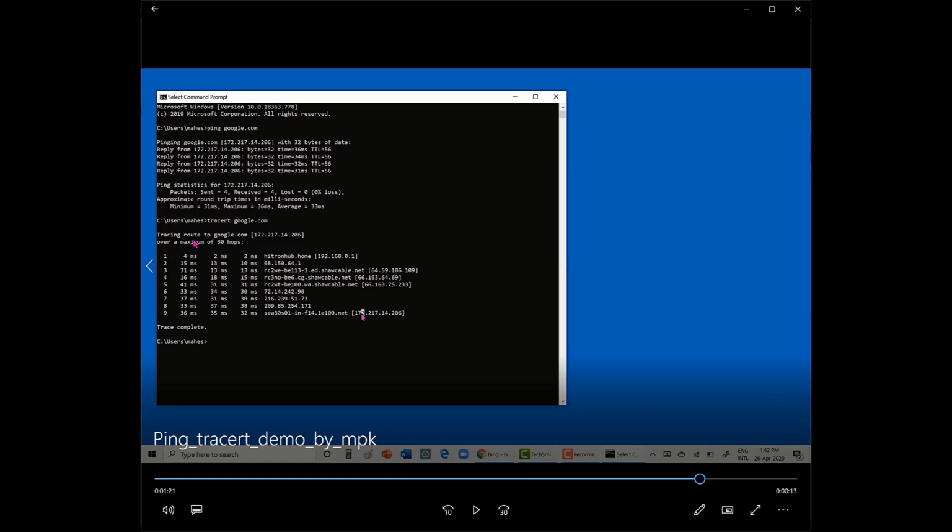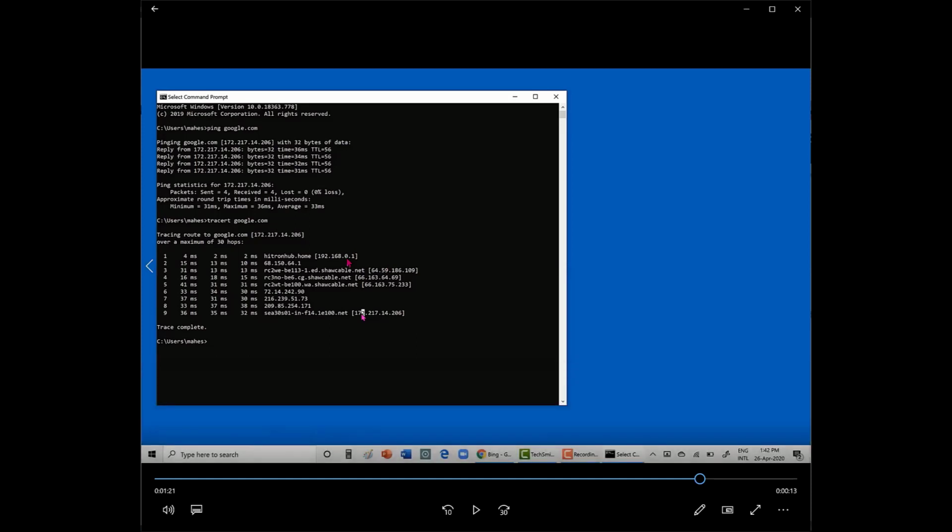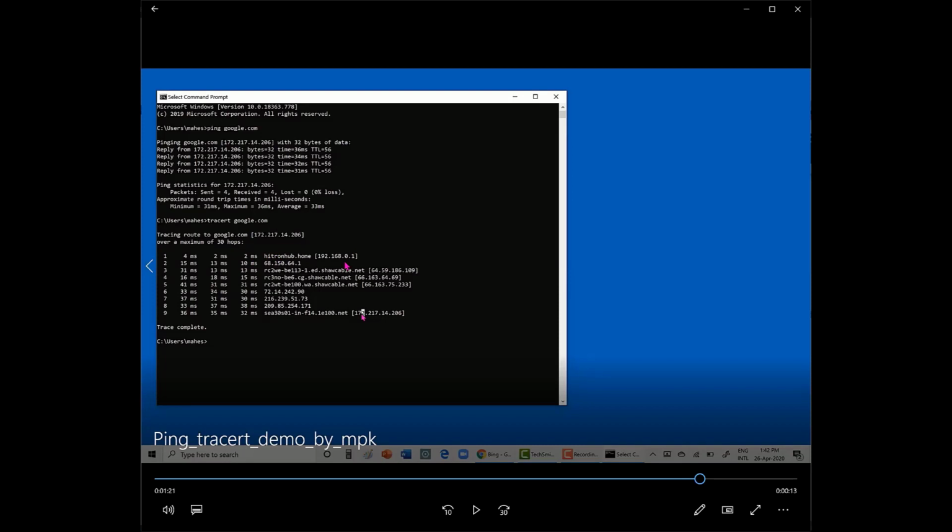Wow. This is the trace route. This is trace route information, and it tells us that we started first of all from hitronhub.home. This is from where I'm getting my internet connection, right? So first of all, this is the first gateway, and then it reached the second gateway, third gateway, and so on and so on. So it passed through all the gateways, and eventually you see that we have reached 172.217.14.206, which is the IP address of google.com.